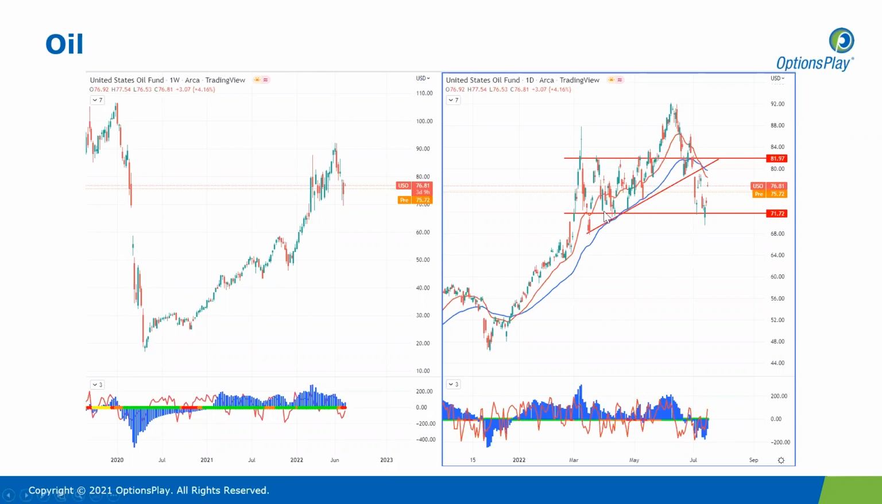That being said, it does have support at 72. So for short-term trades, there's some potential, but I'd struggle to see why it would break above 82 unless we see a significant shift in the supply and demand relationship for oil on a global scale.